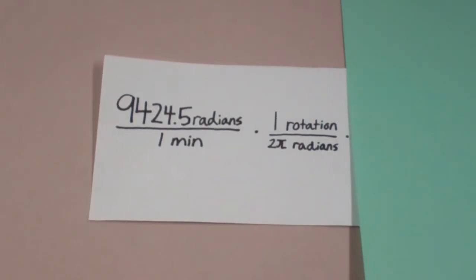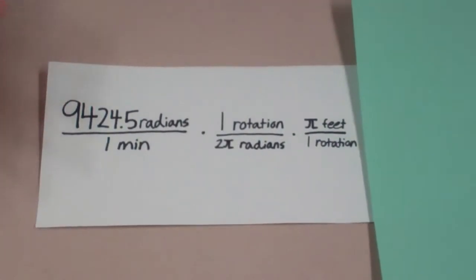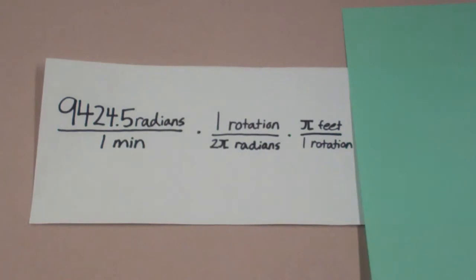Next, we have to convert those rotations to an actual distance. Wait, Doc, why are you multiplying by something? Won't that mess up our initial value? Marty, what you aren't seeing here is that those values are actually equal. 2 pi radians is the exact same as one rotation, so we're essentially multiplying by 1 over 1. It's only changing the units, not the initial value at all.